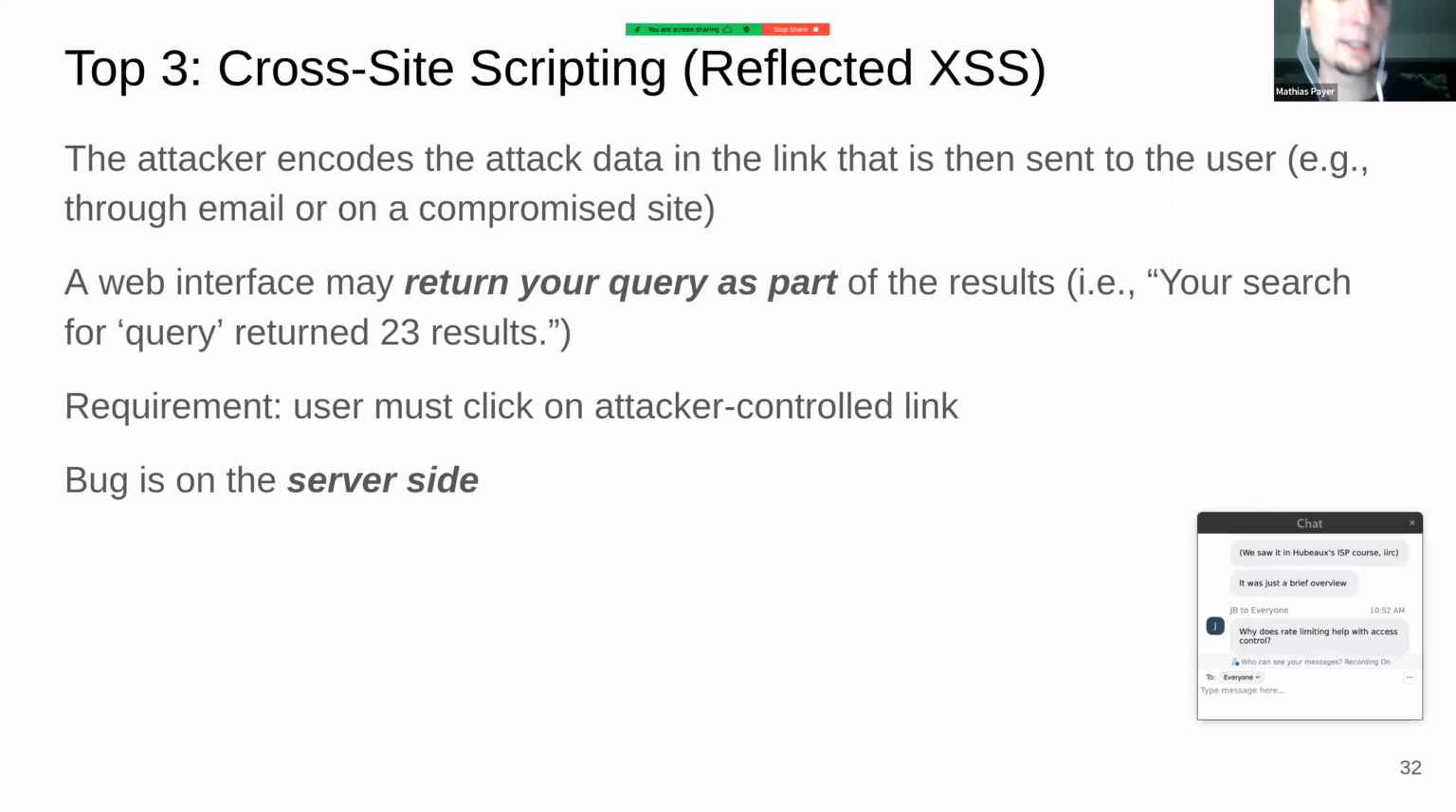The issue here is, again, that the bug is on the server side, because the server script does not check what kind of data is being included, and simply returns the data that is being passed. Now, the requirement here is a little bit different, because the user needs to click on this attacker-controlled link to actually execute the attack. It's not included by default. So it's a little bit harder to pull off reflected cross-site scripting, but it's much easier to control, right? The attacker prepares a malicious link and then sends it to the user, and the user needs to click on the link.